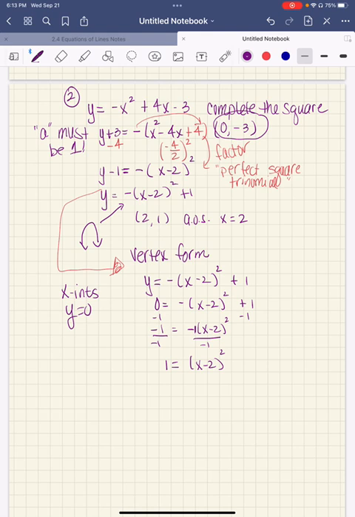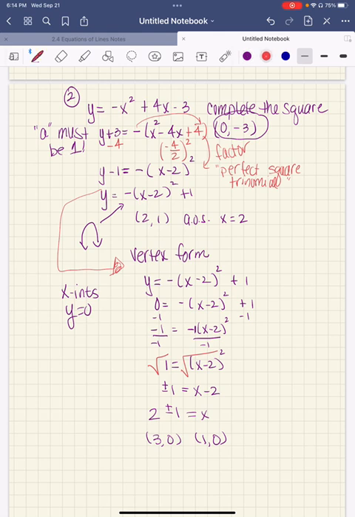Now I can square root both sides. And don't forget plus or minus. So plus or minus 1 equals x minus 2. Add 2 to both sides. So this becomes 2 plus or minus 1 equals x. So this has nice perfect x-intercepts. 2 plus 1 is 3, and 2 minus 1 is 1.